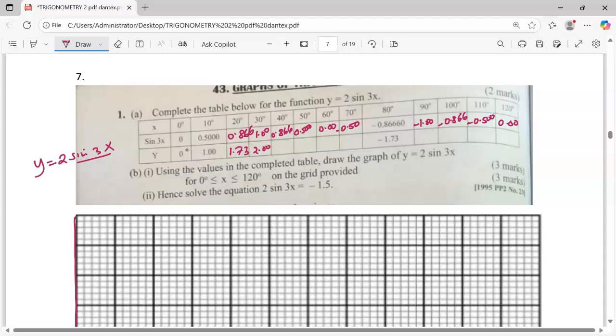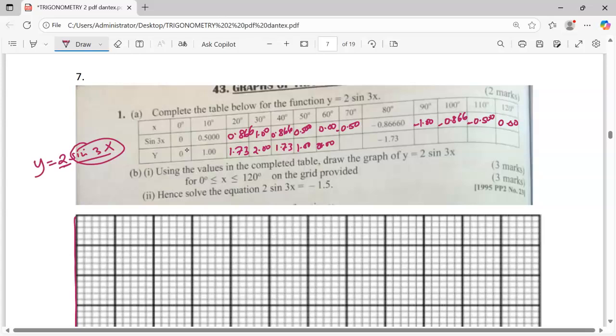Next is 0.866 times 2, you'll get 1.73. Basically, it is taking the value of sin 3x, then you multiply all of them by 2 for you to get the values of y. For 0.5, we are going to have 1.00. For 60 degrees, we are going to have 0.00 times 2, which is 0.00.